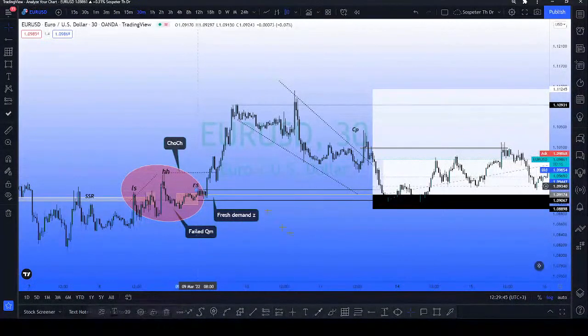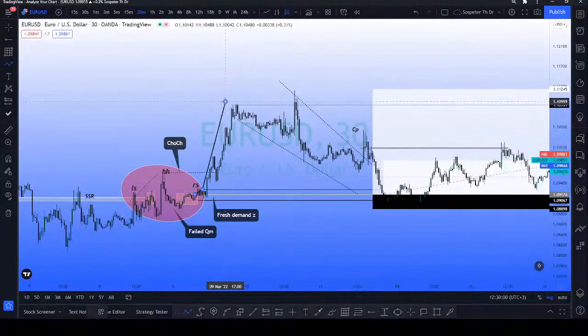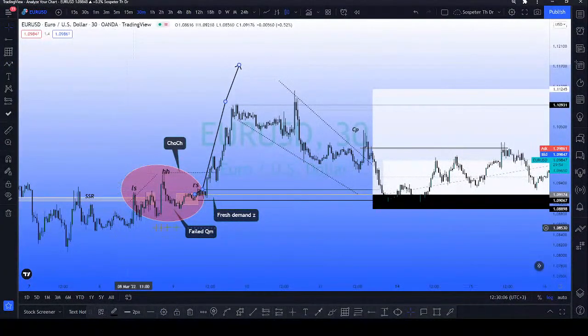So why is it a failed QM? As we all know, the right shoulder should cause a break of structure to the downside. So the price was supposed to form a right shoulder and then boom, down. But it failed and moved up. So this is the point where the price failed. So this is a failed QM pattern.